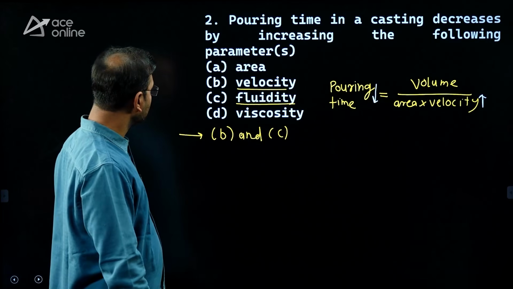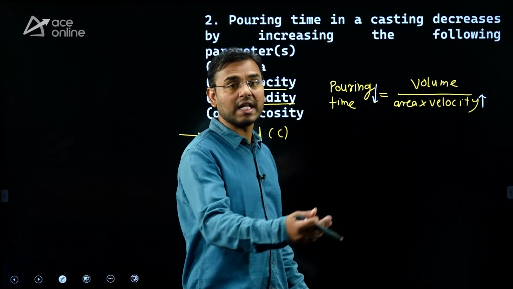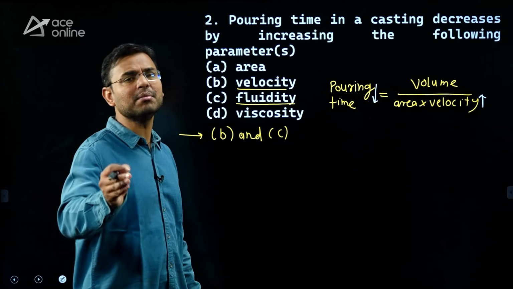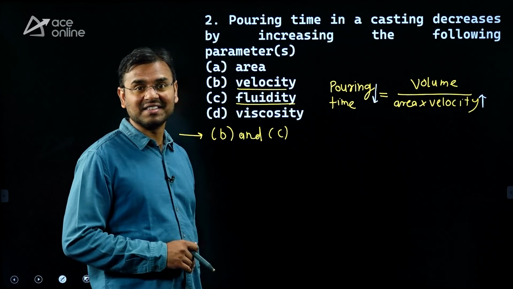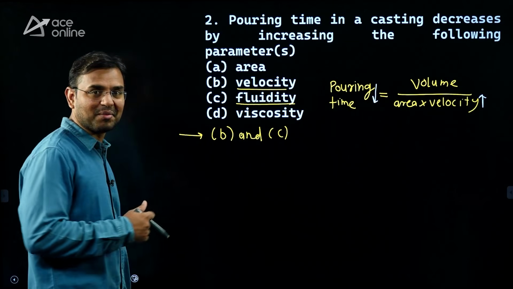Okay. But what about the area? Guys, area is constant here. Which area are we taking? Either area of sprue or area of runner or area of ingot. The minimum area we are taking. Okay. Next is what? Viscosity. Okay, what about the viscosity?